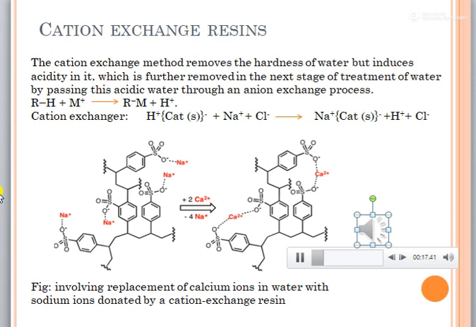The water softening capability of a cation exchanger is shown where sodium ion on the exchanger is exchanged for the calcium ion in the solution, as in this figure, involving replacement of calcium ion in water with the sodium ion donated by cation exchange resins. The same reaction occurs with the magnesium ion. Water softening by cation exchange is a widely used, effective and economical process.